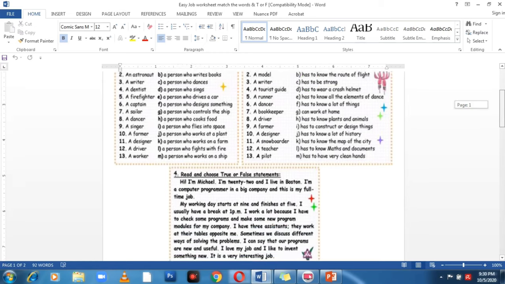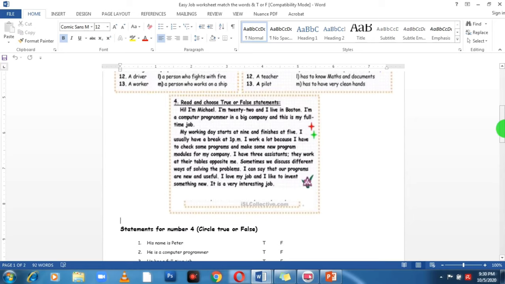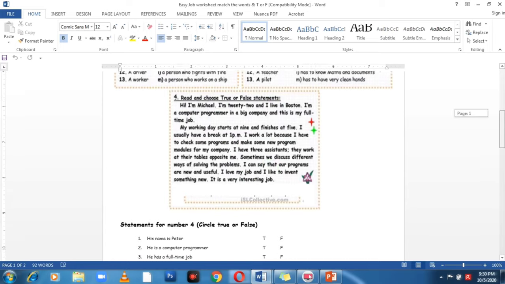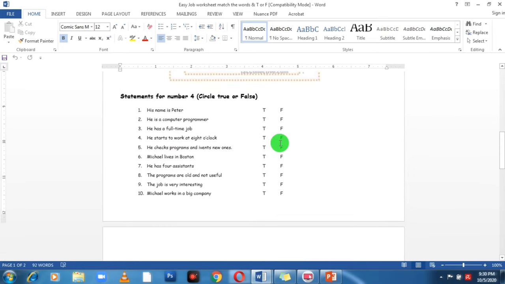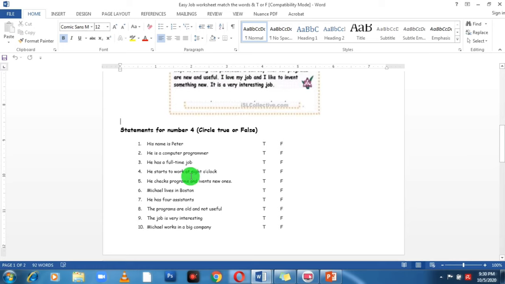And the last one, it's part four. So you have to read the text first about Michael, a 22-year-old man who lives in Boston, and he's got a job here. His job is a computer programmer in a big company. So please read the text first carefully, and then I want you to answer these true and false questions. Circle T if the statement is true, and circle F if the statement is false.